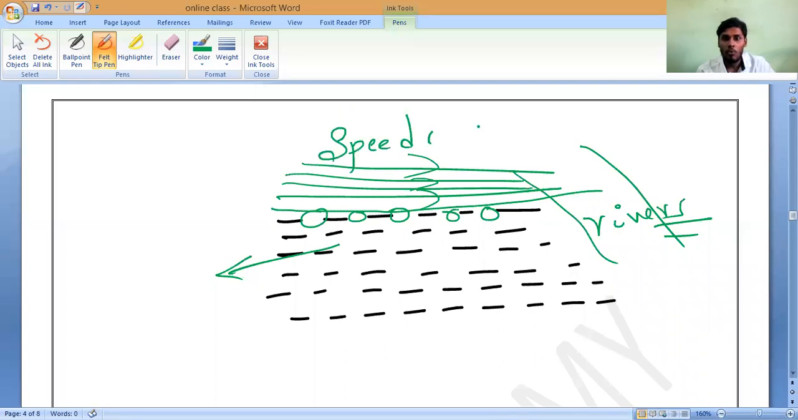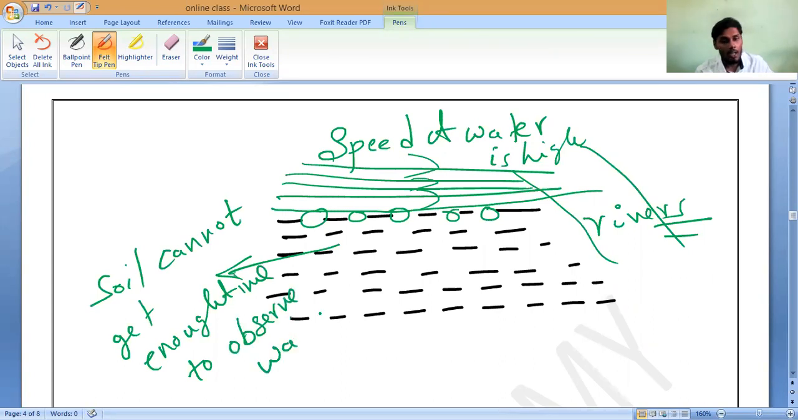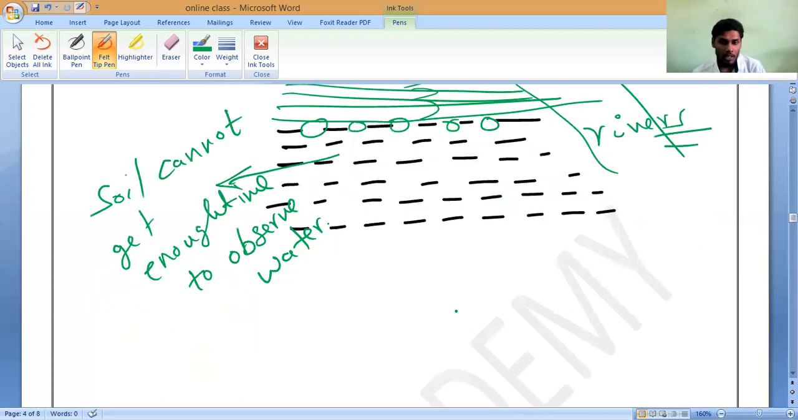Here the speed of water is low. It is only a small paragraph in our textbook, but I'm explaining it very elaborately because you must know this. Speed of water is high, so the soil cannot get enough time. What will happen, Shruti? It cannot get enough time to absorb water, and it also causes soil erosion. That we have already studied.